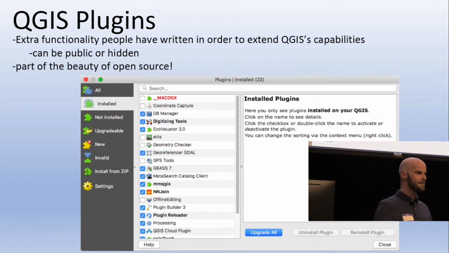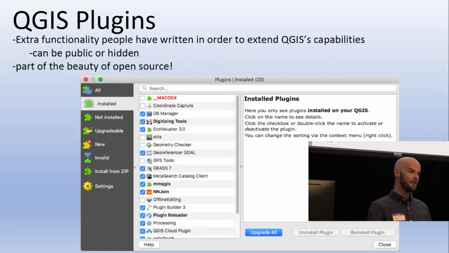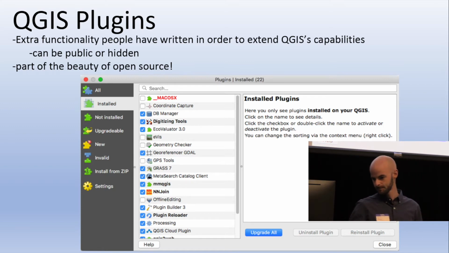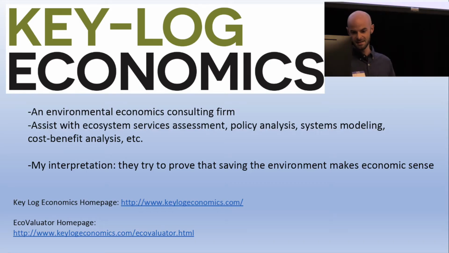So anyway, we've talked a lot about plugins, like I said. This is just a screenshot of the plugin menu. You can build plugins for internal use or for the world. And if you upload them on the QGIS public repository, this is what you see. And like I said, this is part of the beauty of open source. You can customize things to your own use cases and extend QGIS capabilities.